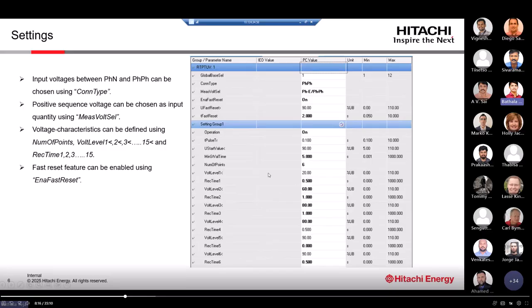These settings I'm going to show further on using examples, and then you will understand the meaning of this voltage level 1 and recovery time 1. There is one more feature inside the function, the fast reset feature. That I'll also explain later. It is easier to explain using an example rather than just settings.